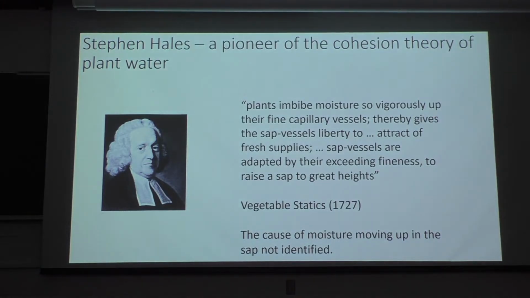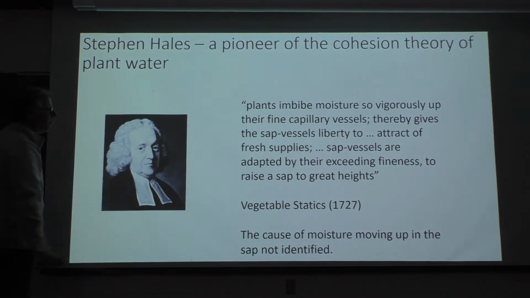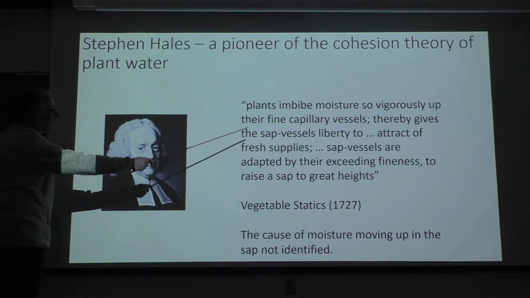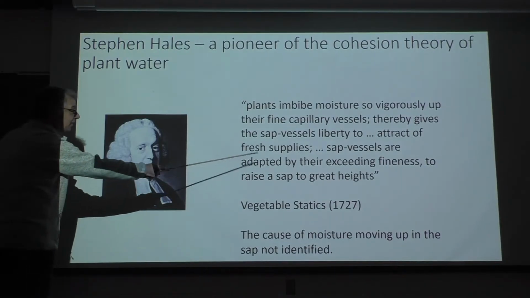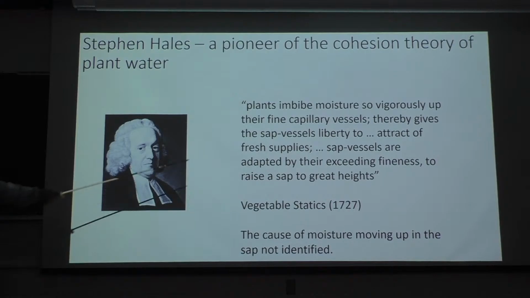The first attempt to study it actually came from Stephen Hales. This is the famous Hales comet, St. Hale, who also met Newton, by the way, and Newton was the person who commissioned his book that is called Vegetable Statics. He observed that plants imbibe moisture so vigorously up their fine capillary vessels, thereby giving the sap vessels liberty to attract fresh supplies of water from the soil. Sap vessels are adapted by their exceeding fineness to raise the sap to great heights. I should say that even though Hales was the first to observe that capillary forces are responsible for moving the sap, he did not identify the cause of why moisture would be moving up. Okay? He did not clearly identify that.